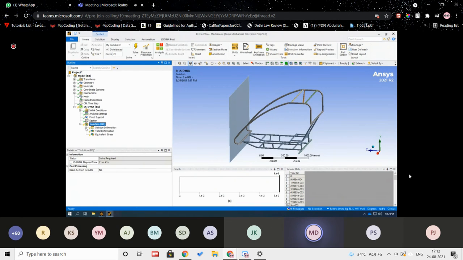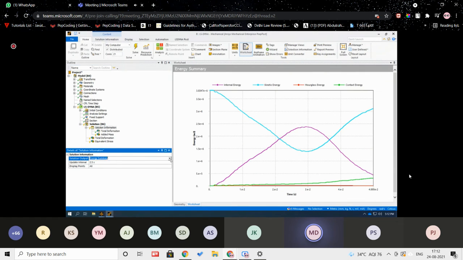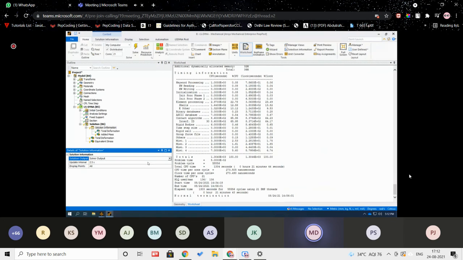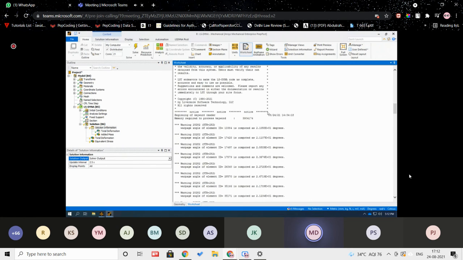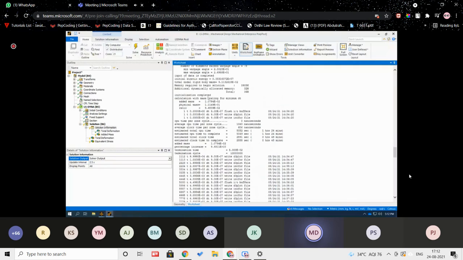While solving, you will see this window. In the solution information, you can see solver output. When I say solver output, it will write what it is doing in the background. So this will write all the warnings and errors. So if there is an error, you can easily find those errors from here.